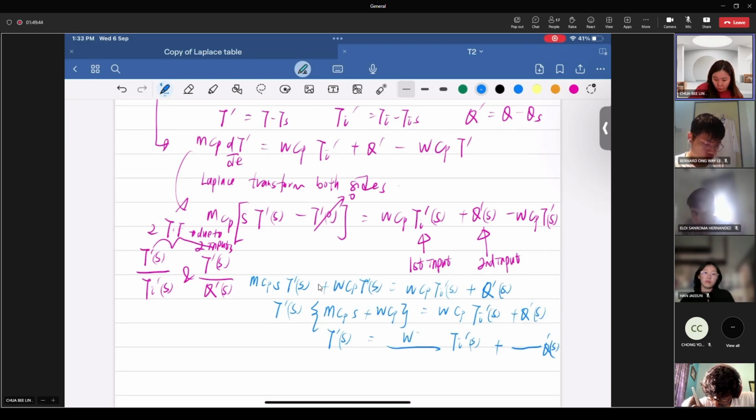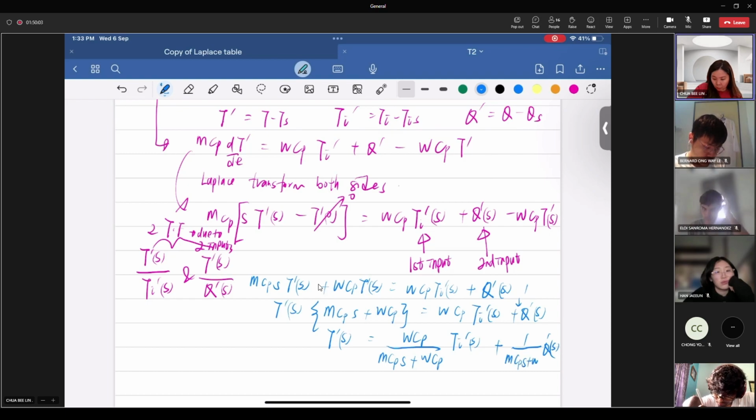So WCp over this whole thing, MCp s plus WCp. Same goes to this one. Originally there's nothing there, so it is 1. Just like this one, it is 1 over MCp s plus WCp.